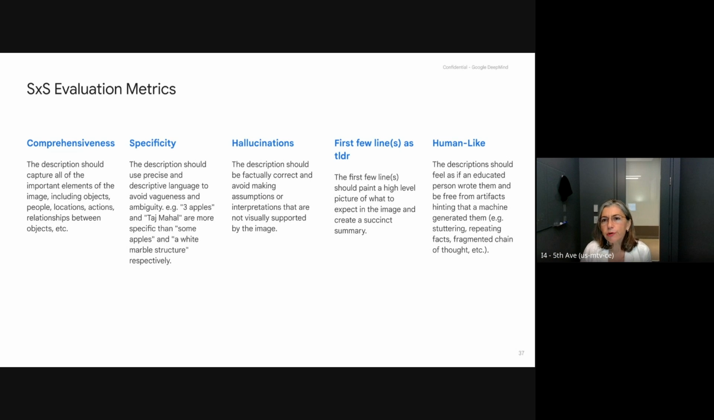And lastly, we want to see if these image descriptions sound like they are written by a human. We don't want it to seem like, hey, this is machine generated. So it should be free of such artifacts. In fact, it should be written by a kind of educated person.